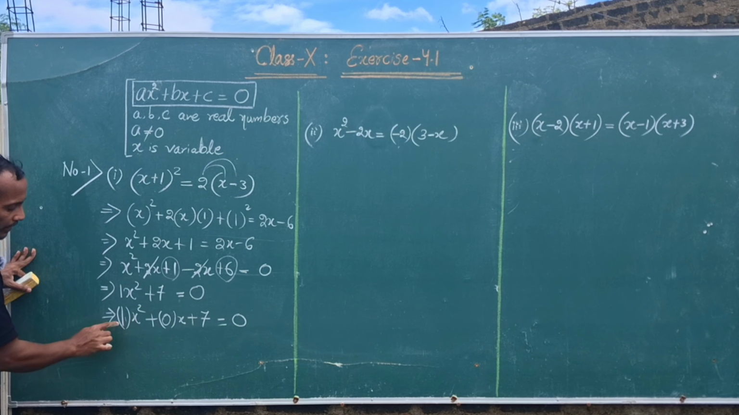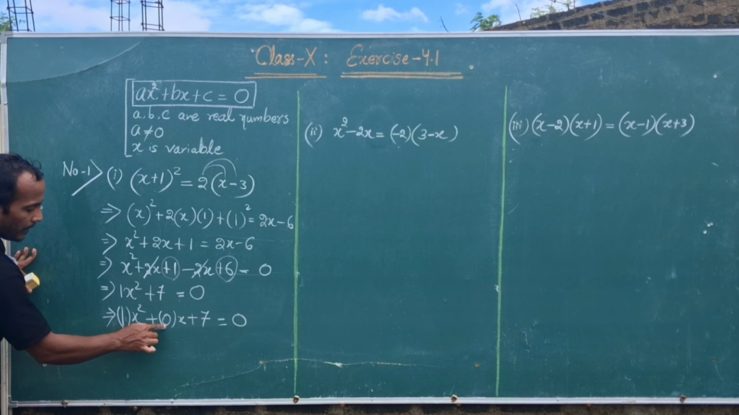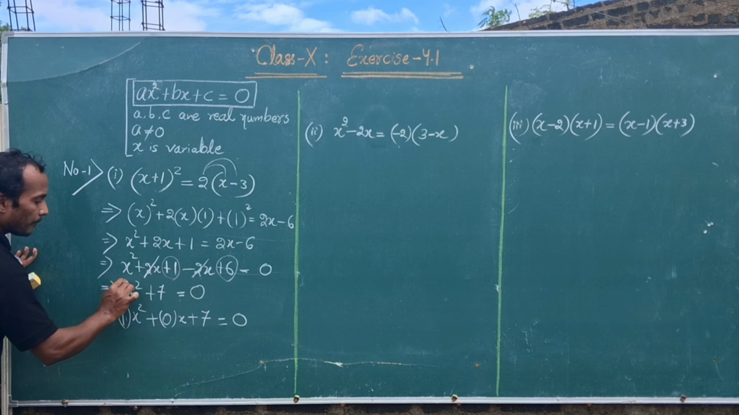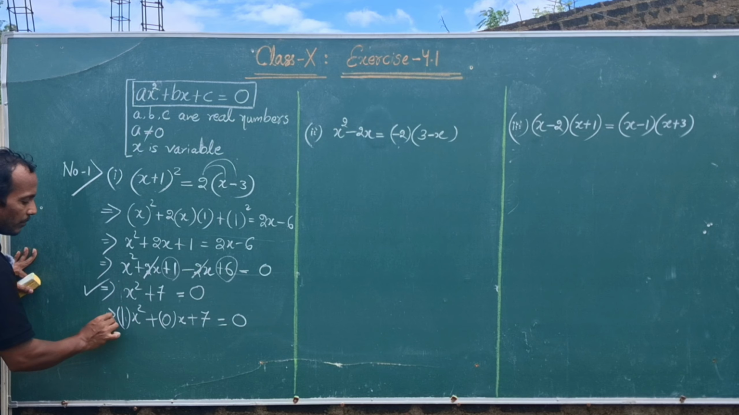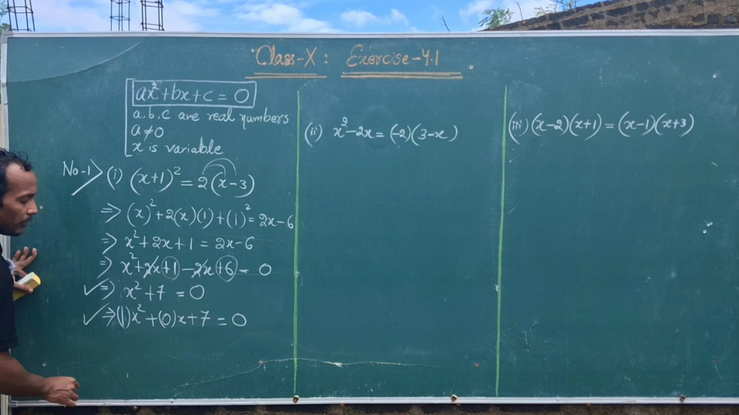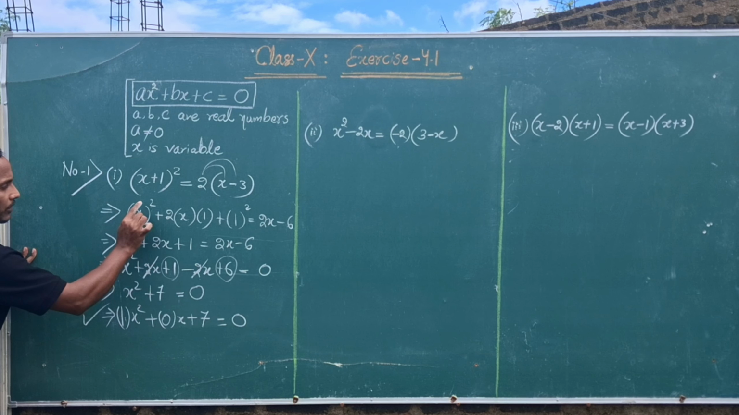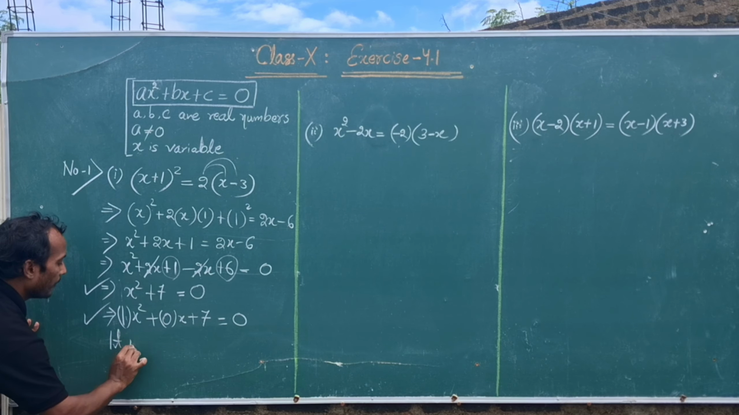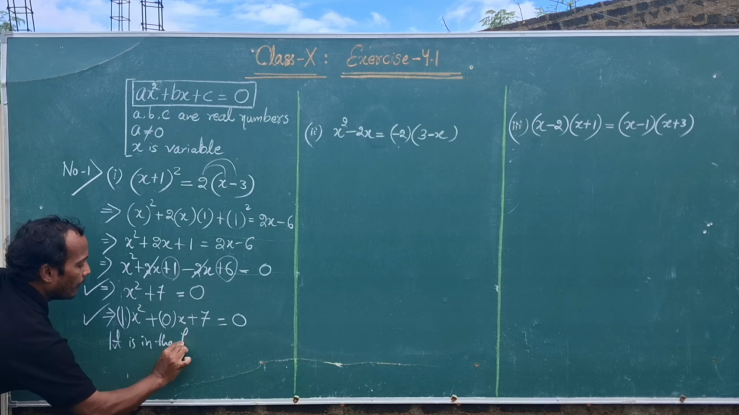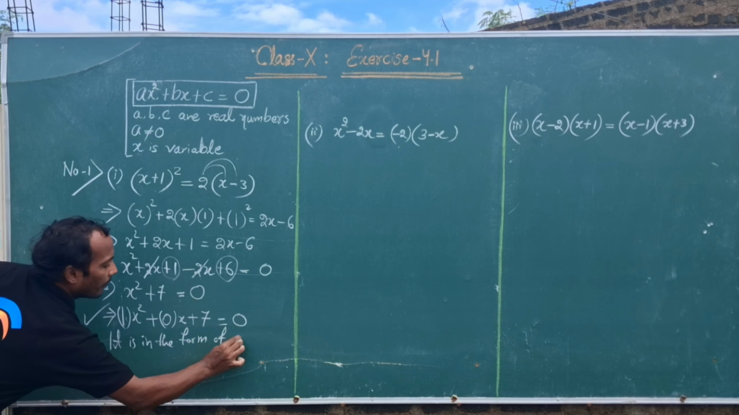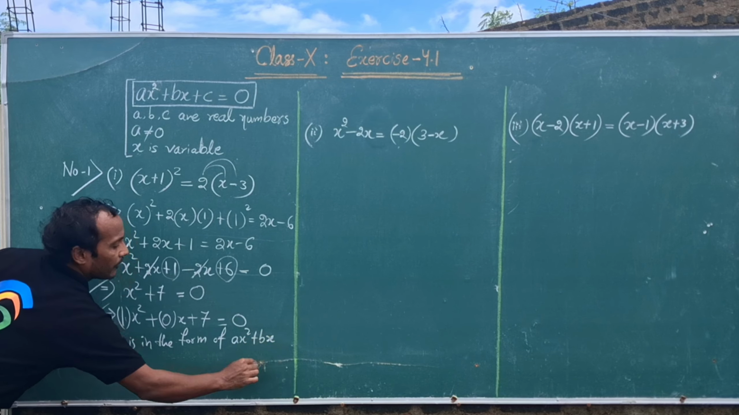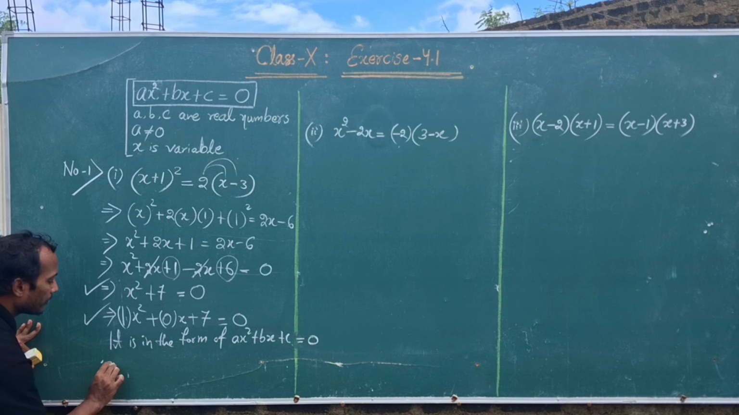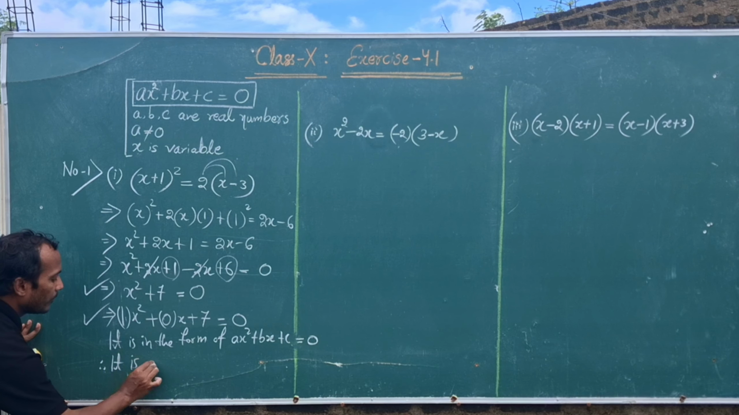Now you can check it clearly. It is telling ax square plus bx plus c equals to 0. So we were able to express this particular simplified step in the form of ax square plus bx plus c is equal to 0. That's why this equation is a quadratic equation. So we shall declare that it is in the form of ax square plus bx plus c equals 0. So it is a quadratic equation.